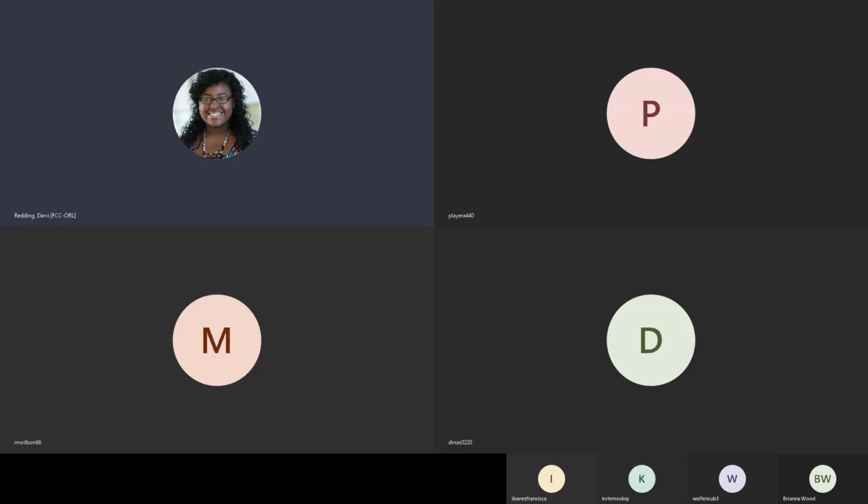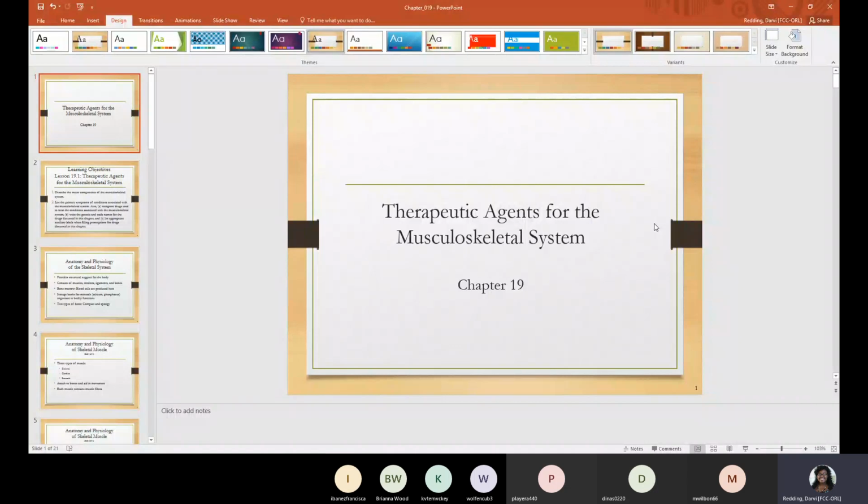All right, and so today we will be talking about the therapeutic agents for the musculoskeletal system. This is based on chapter 19 in the Mosby's Pharmacy Technician Principles and Practice book.